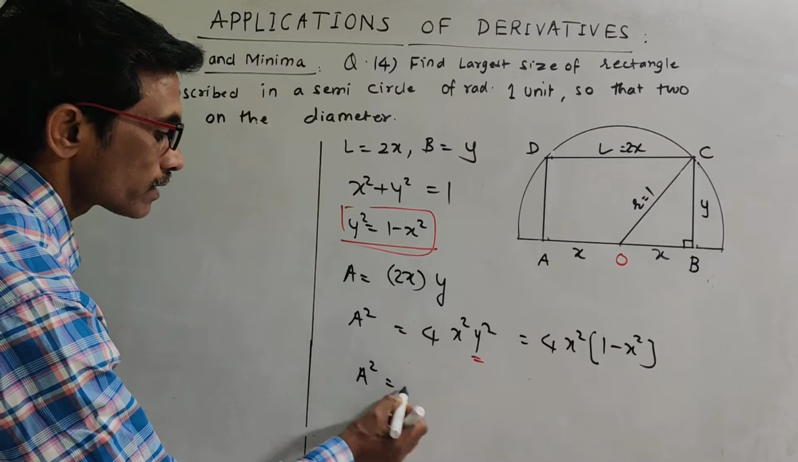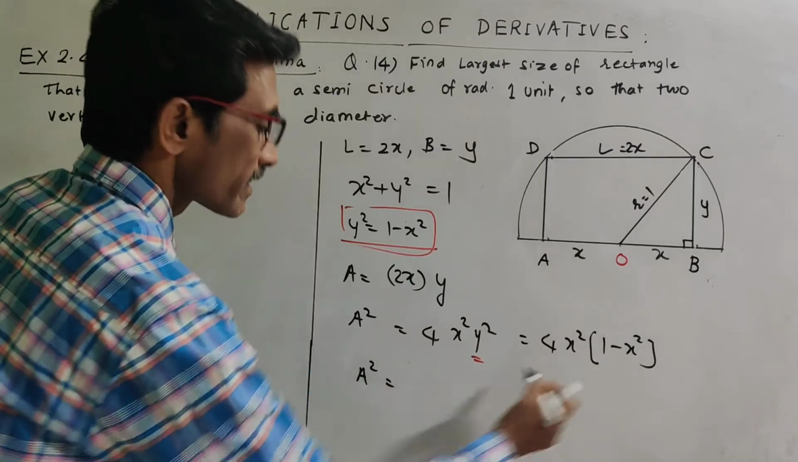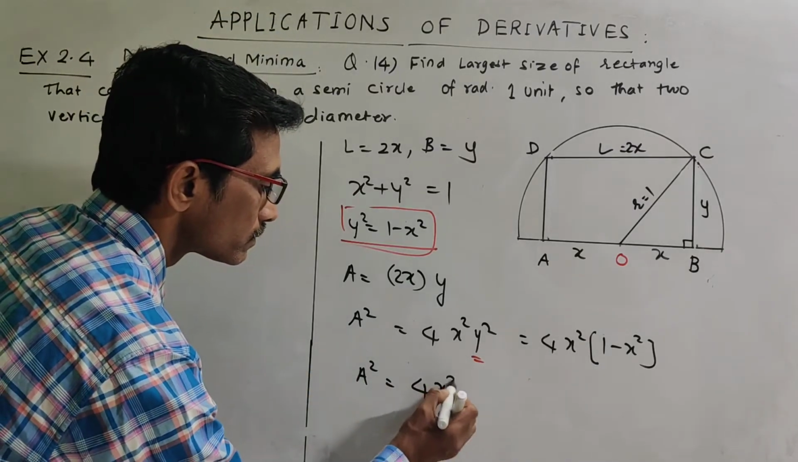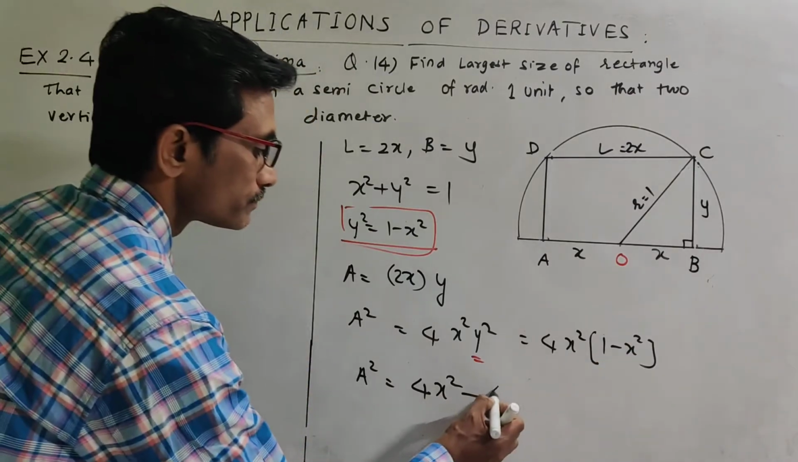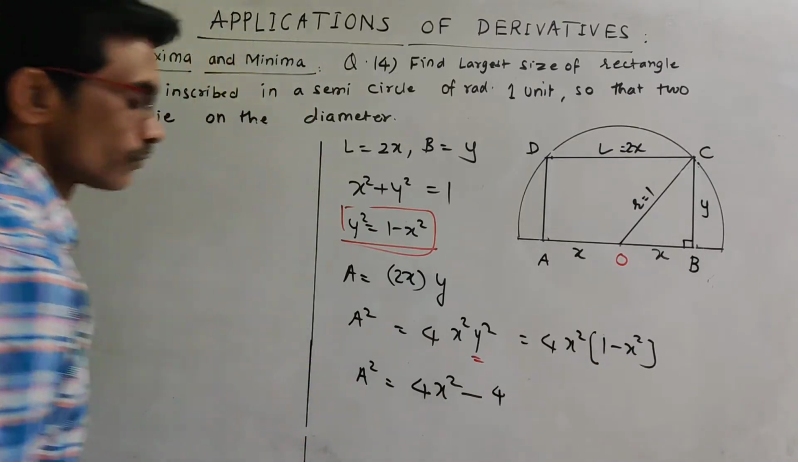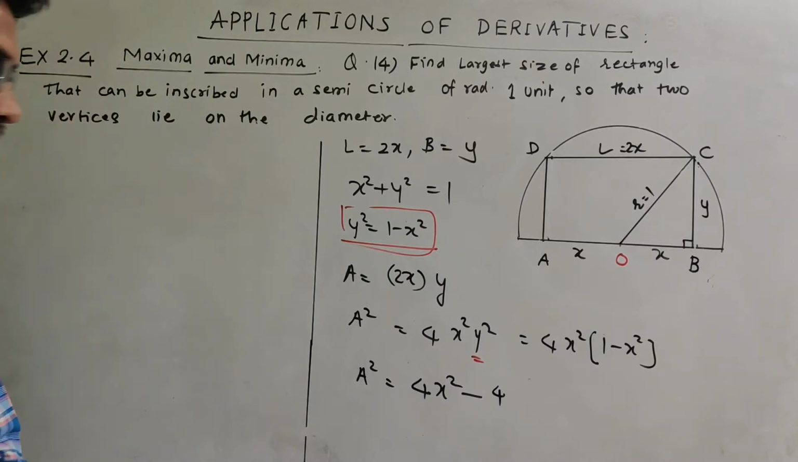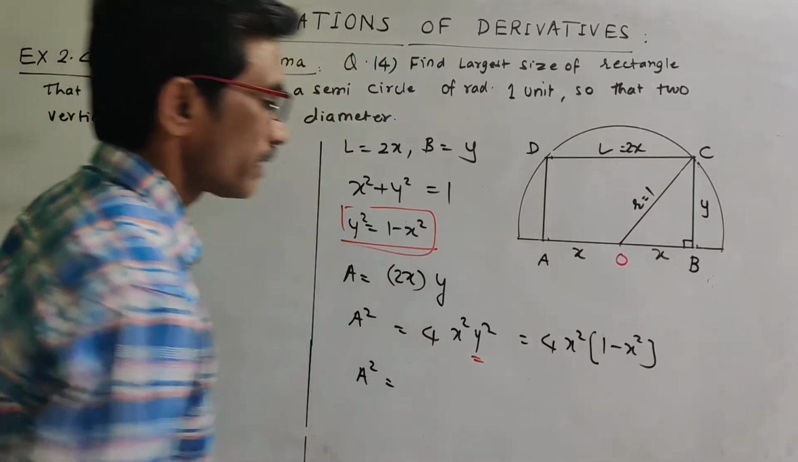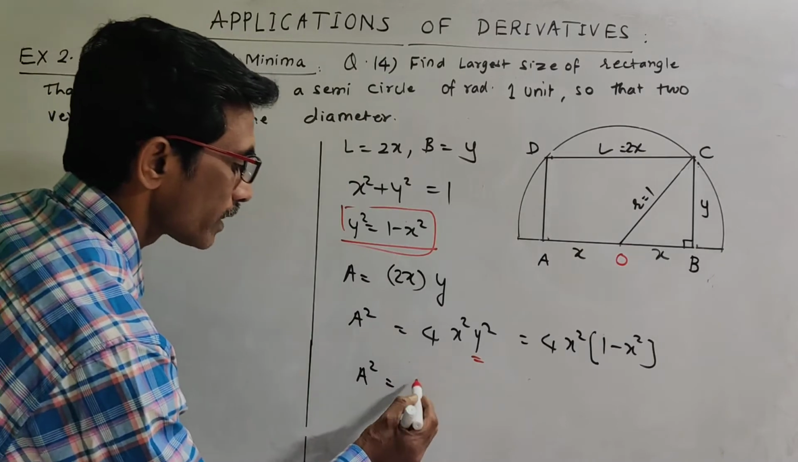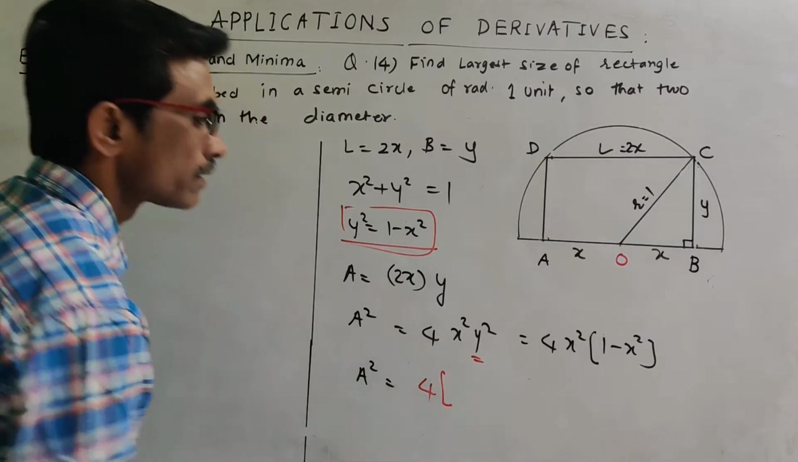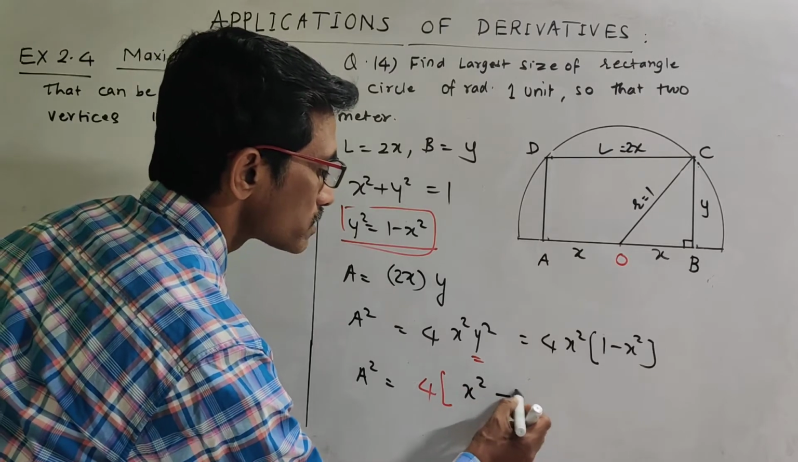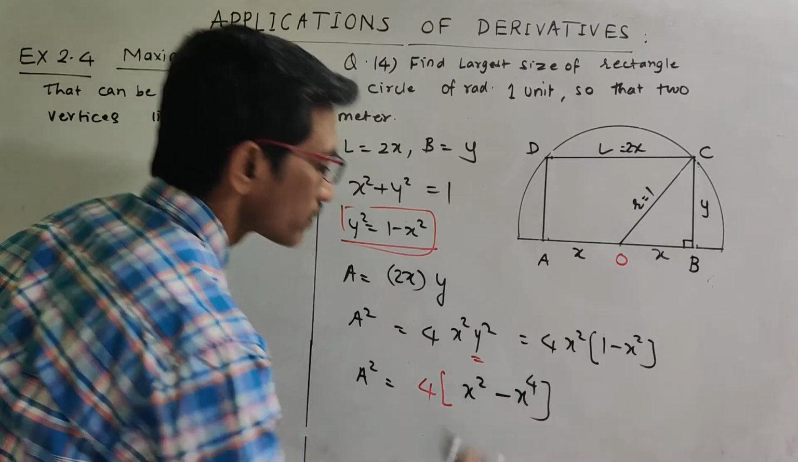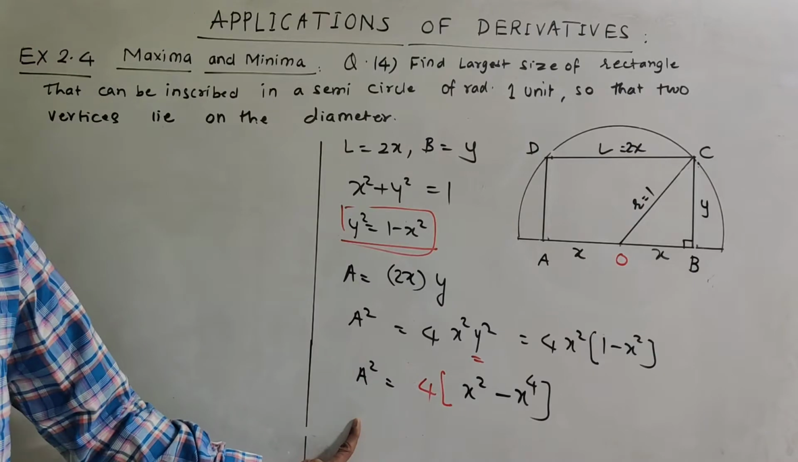Now simplify this. Area A square is equal to 4x square minus 4x to the power 4. 4 हम बाहर ही रख सकते हैं. So we'll write only x square, 4 we write outside the bracket, यहाँ पे x square minus x to the power 4, that is A square.